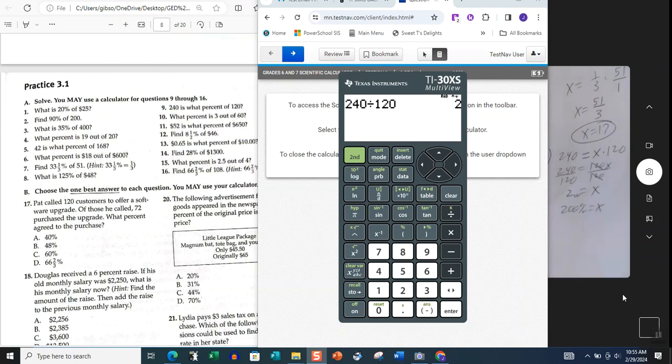So that is your answer, because you notice 240 is larger than 120, so it has to be at least over 100%, but this time it's 200%.